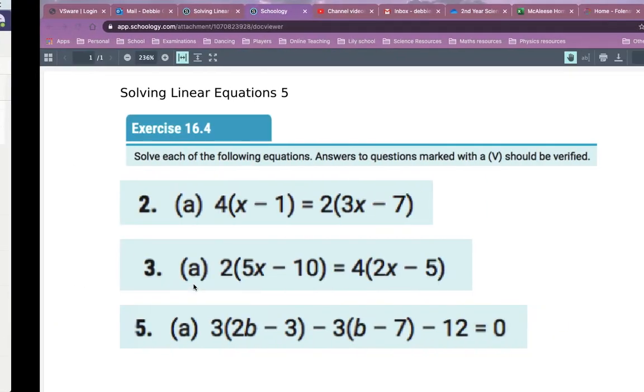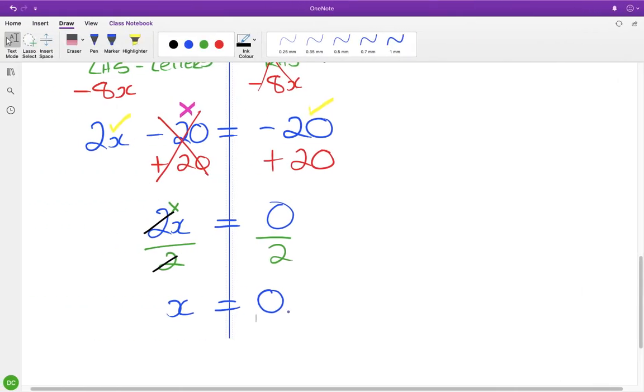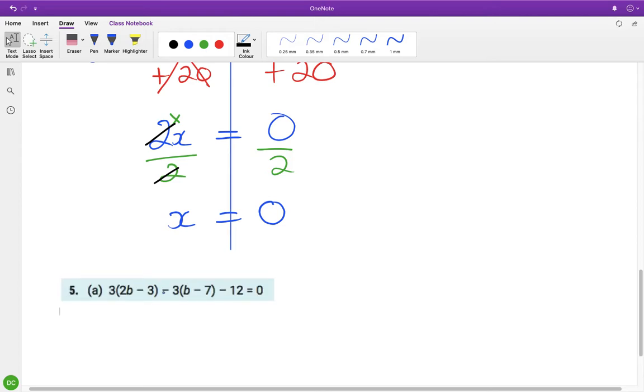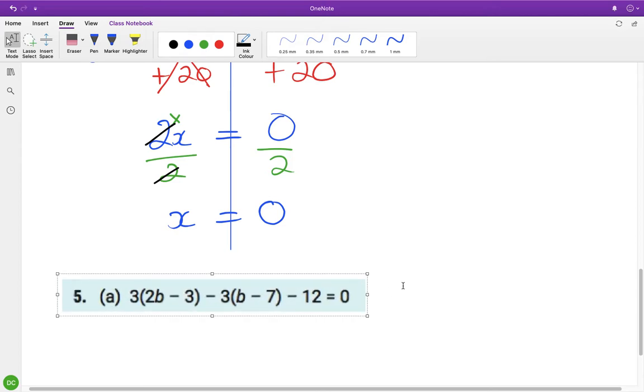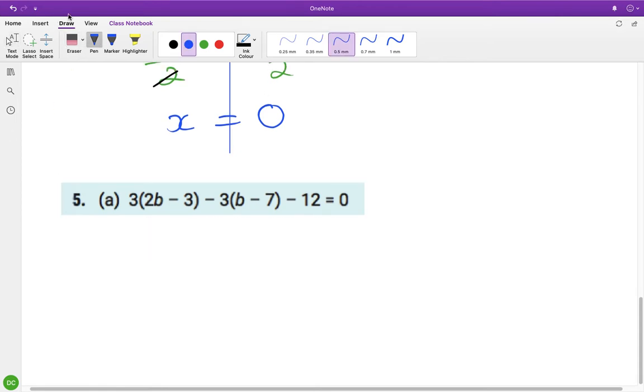Alright, and the last one, this is tricky. This is probably not ordinary level stuff now, this is probably just gone into higher level. Okay, so it looks different, definitely, but we just apply what we know. So we take the 3 and we distribute it on the first bracket. We take the minus 3 and we distribute it on the second bracket, and then the minus 12 is just kind of on its own. It doesn't have a bracket, it's not attached to a bracket, it's just on its own.